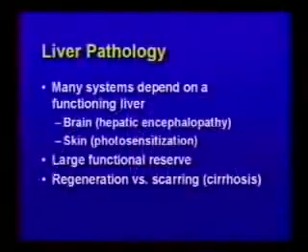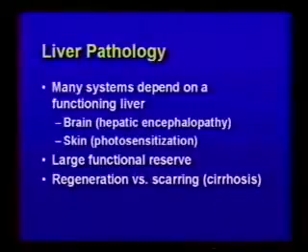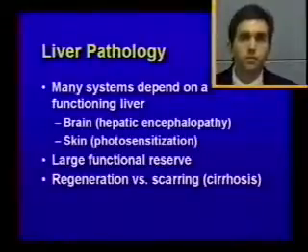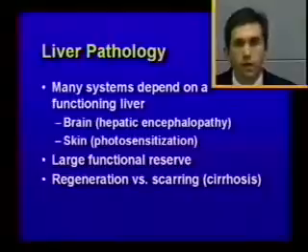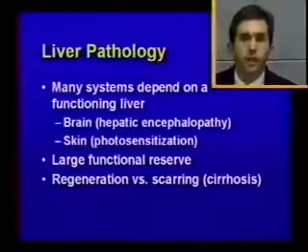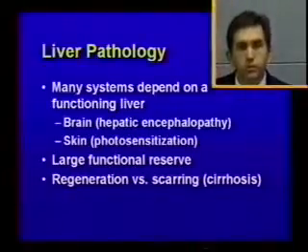So what I'll do is start off by discussing liver pathology. One of the first things to remember about liver function is that many systems throughout the body depend on a functioning liver. And these would include the skin and the brain and the clotting cascade, or the blood vessels. So a diseased liver will show up many times as central nervous system malfunction, or hemorrhage in the body, or skin disease, photosensitization.